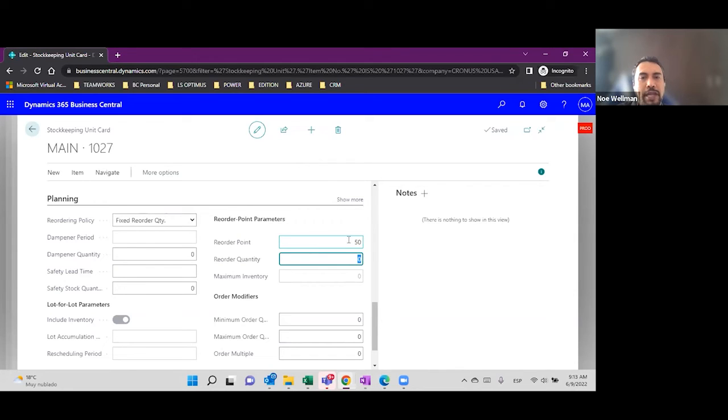Maybe the reorder point is 50 kilograms, which is quite a lot. Maybe I sell fruits, I'm in a supermarket, things like that, but I can purchase just maybe 20 kilograms at a time. Maybe the vendor has constraints, but that's up to you, okay? That's something that I would then just require.